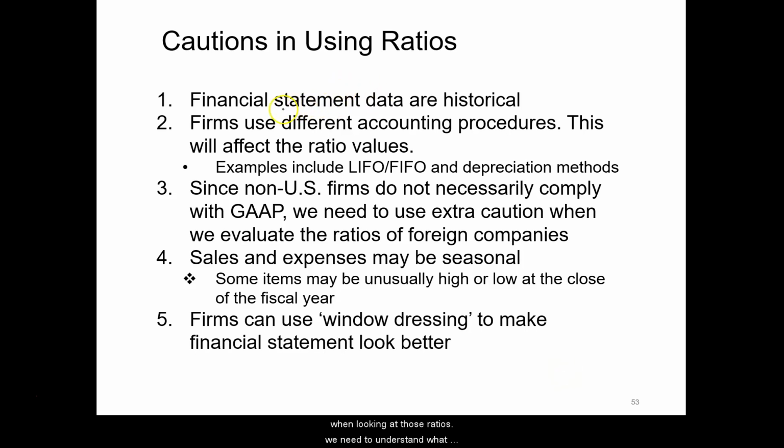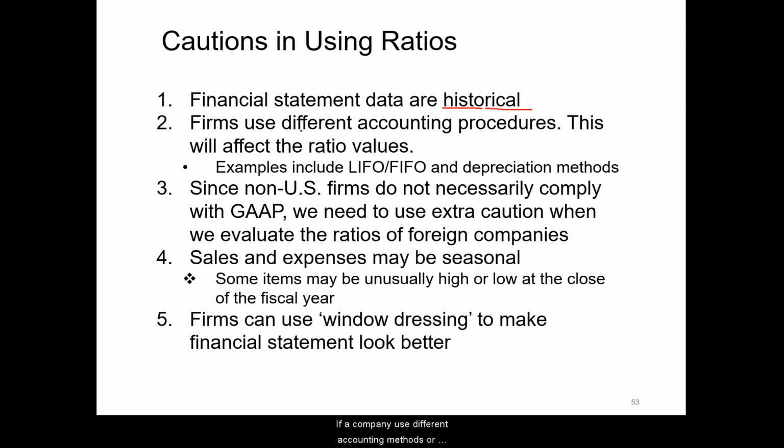Some extra points about the cautions we need to take in looking at those ratios. We need to understand that when we calculate those ratios, we're using data from the financial statements. The financial statement data are historical, or say they are about recording of the past. So looking at those financial statement information and ratios can only tell us what has happened in the company, and it's not really giving us a direct idea about what will happen in the company.